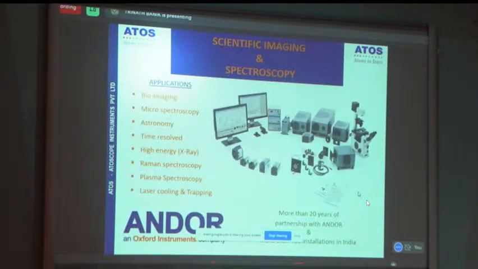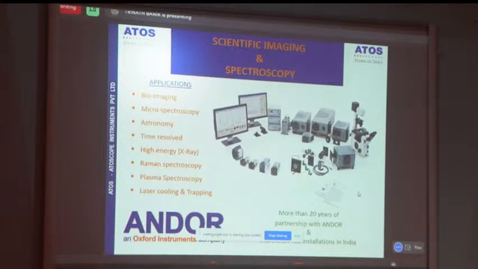So coming back to our main portfolio, which is scientific imaging cameras and spectroscopy systems, we have different products starting from spectrometers, monochromators, CCD cameras, which can be used for astronomy, for any kind of lab application, and for any kind of field application. And then you also have the microspectroscopy system. Suppose you have a microscope and you wanted to upgrade the microscope with a spectroscopy system, we can always attach our spectrometers with a CCD camera onto your existing microscope. So that is also available.